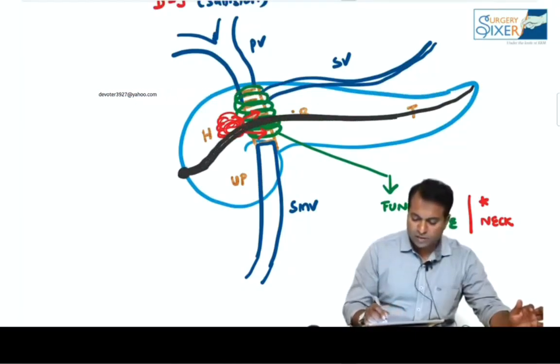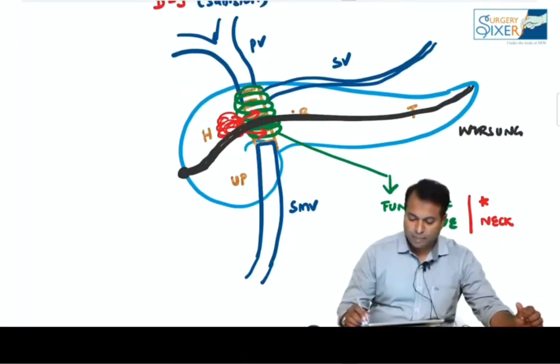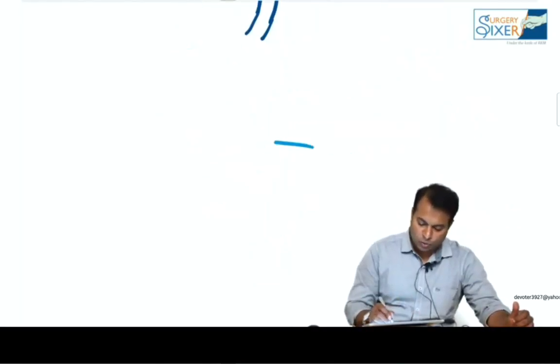This duct which I am drawing, which drains from the tail, body, and uncinate process and part of head, is known as Wirsung, duct of Wirsung. That is the major duct of pancreas. And there is a minor duct which is draining only a small part of head, that is known as Santorini. So now there are two ducts. Please remember, there are two ducts.